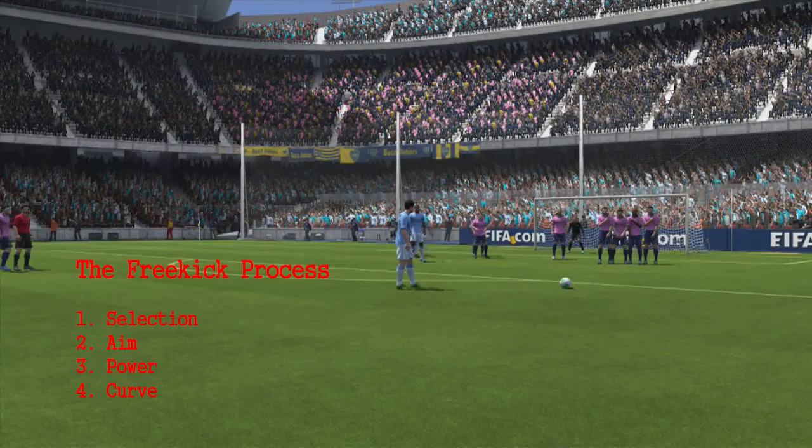Now, free kicks, I think that they can be broken down into 4 main points. First off, the free kicker, which one you're going to use. Number 2, the aim. Number 3, the amount of power. And then number 4, the curve. And if you get all 4 of these right, you should be in to score a lot of goals. So let's look at our first point, the free kicker.